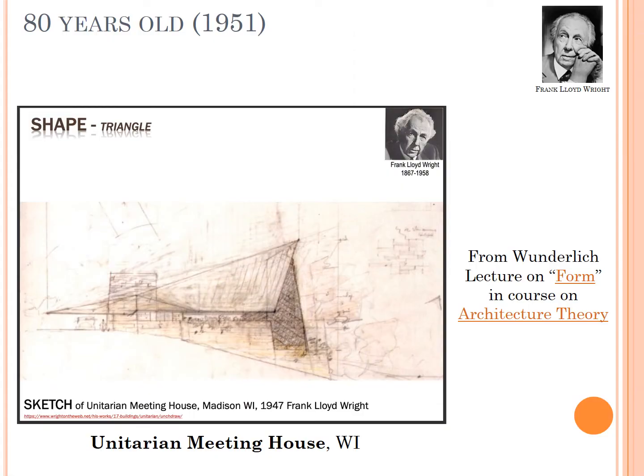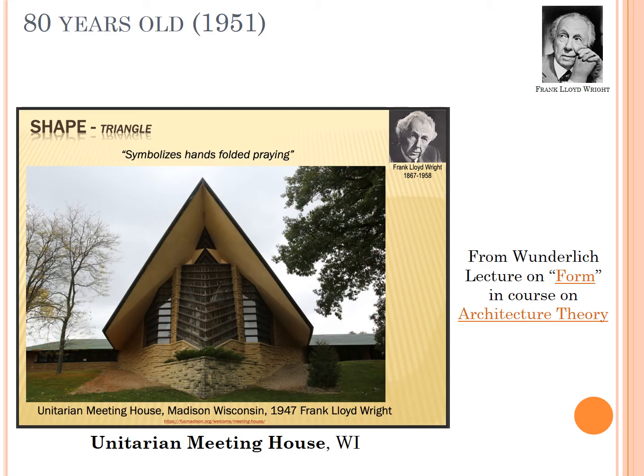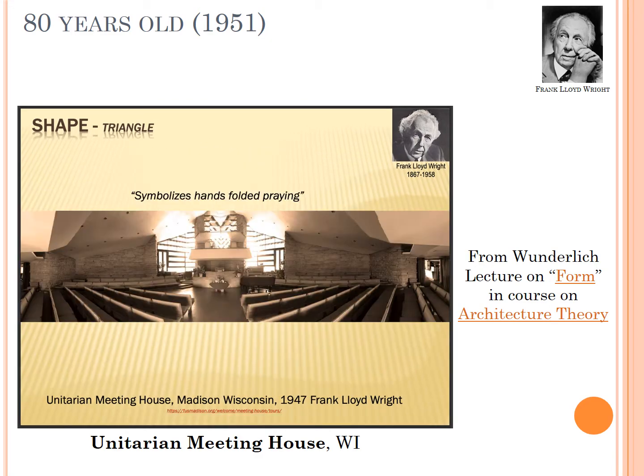Now, here's one when he's 80 years old. This is the Unitarian Meeting House in Wisconsin, a triangular shape. Here's a slide from my lecture on form in my architecture theory class. You can follow links to that. See the simple geometric form still, stemming back to the Froebel blocks even now, in his old age. Triangular interior.